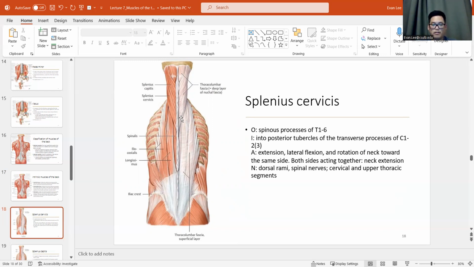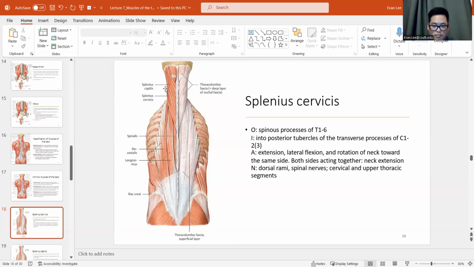So to start off with, you have this muscle right along the back of the neck, which is called the splenius cervicis, which has another part to it called the splenius capitis. Now, splenius cervicis is the lower one, where you can see it attached to some of the thoracic vertebrae, but it's splenius cervicis, like in cervical vertebrae. So it is going to be attached along the sides of the transverse processes of C1 to C2, and sometimes 3.